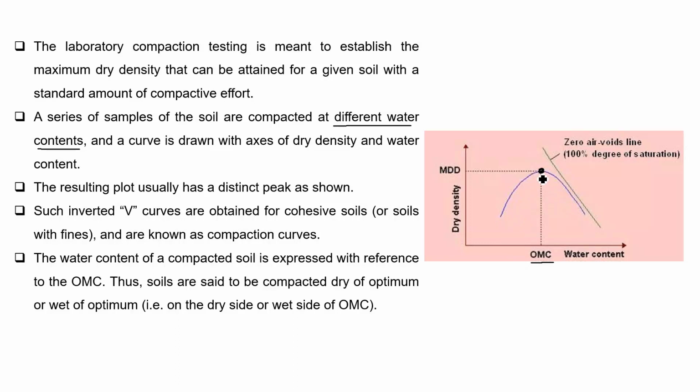The left side of this OMC, or we can say the dry side of this OMC, is called dry of optimum, and the right side of this OMC, or wet side of OMC, is called wet of optimum, as it is mentioned here, dry of optimum and wet of optimum. Based on this moisture content, the engineering properties of the soil are different for both the sides.